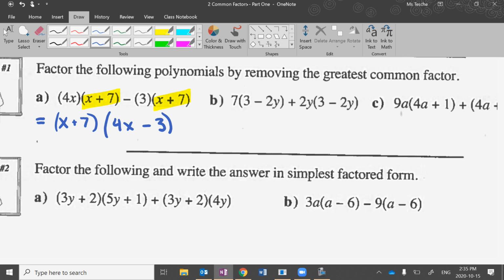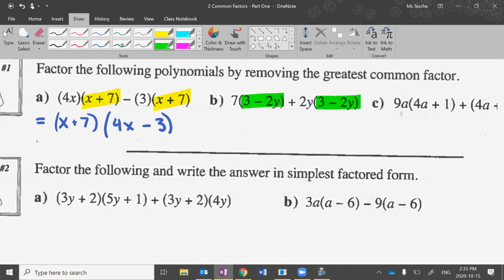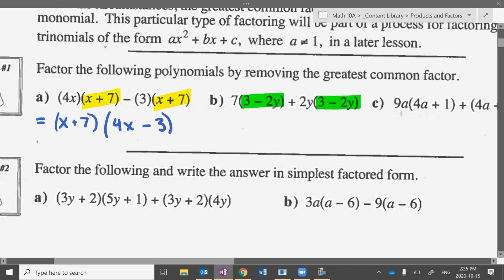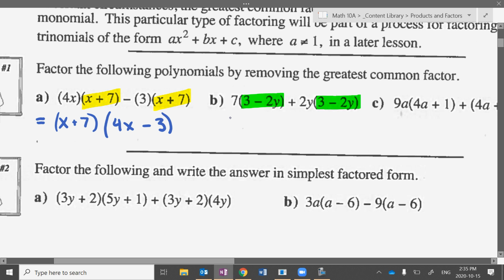This second example, we have 3 minus 2y and a 3 minus 2y. So that's common in both of them. So in some ways, when we're using polynomials, this is a little bit of review from last week. This is what it's building on though. In some ways polynomials are a little bit easier to factor than just two numbers because visually it's right there and clearly apparent. So in this one, we factor out our 3 minus 2y, and then I'm left with the 7 plus 2y.